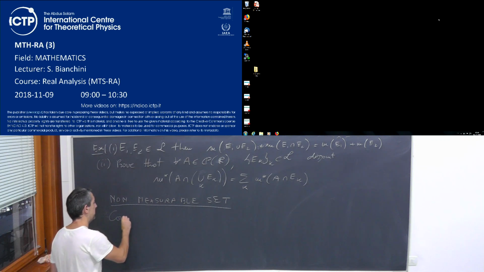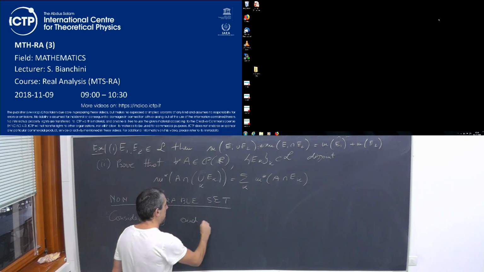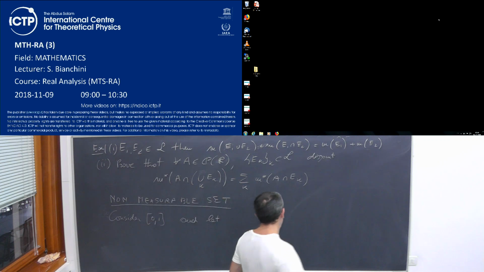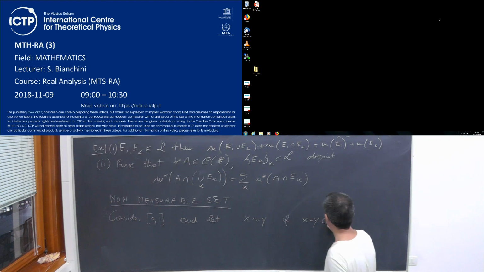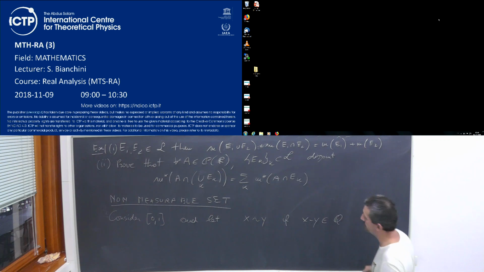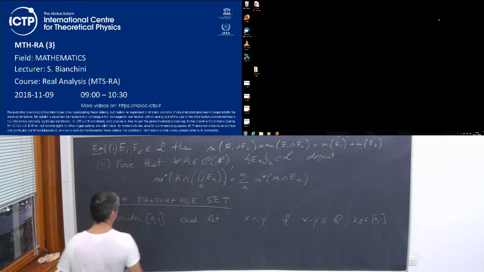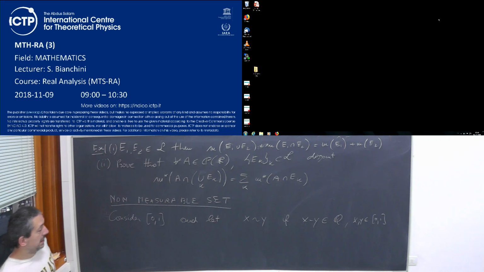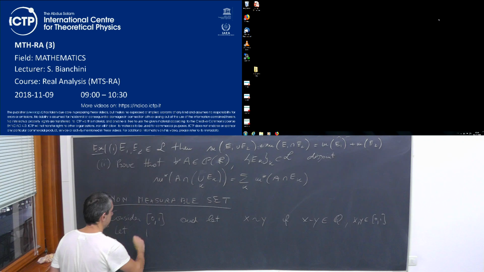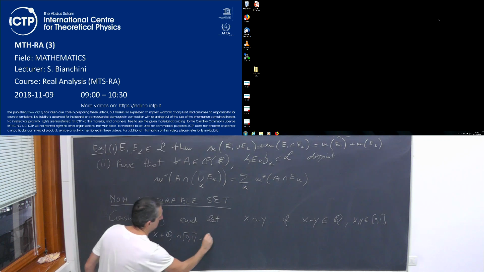So consider 0, 1, and let x be equivalent to y if x minus y belongs to Q, for x, y in 0, 1. So this is an equivalence relation, no? Any doubt about it? Very well. So let x plus Q in the interval 0, 1 be the equivalence class of x.